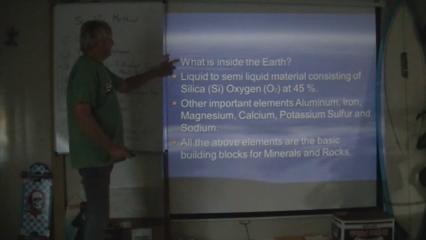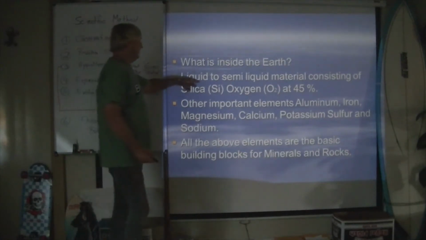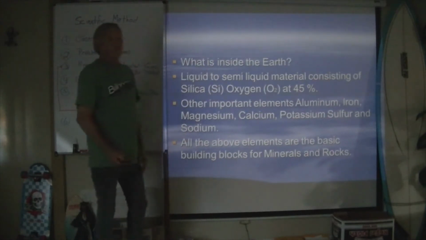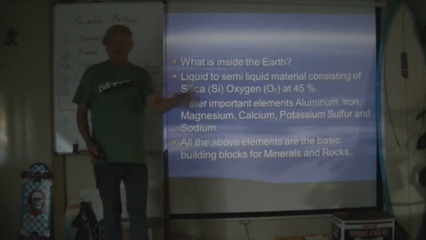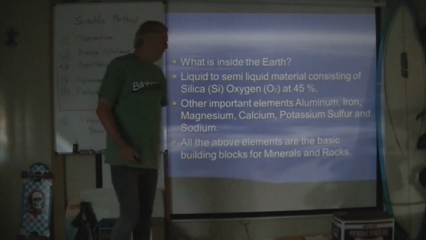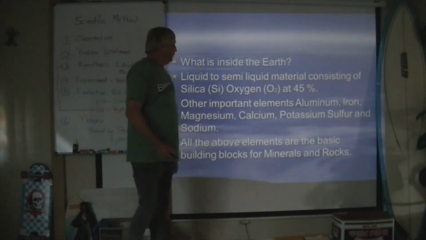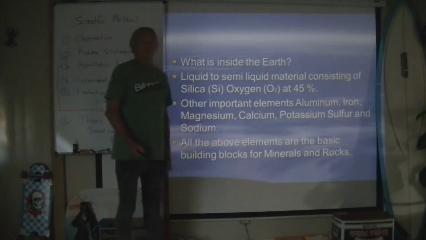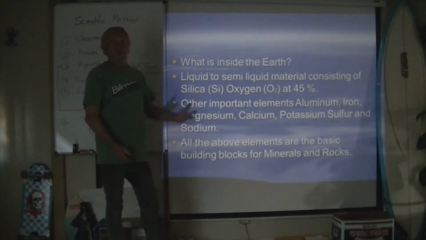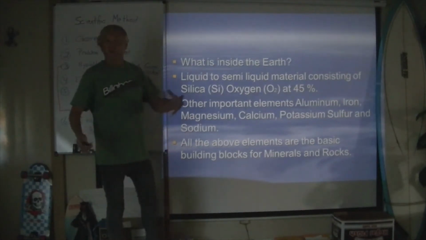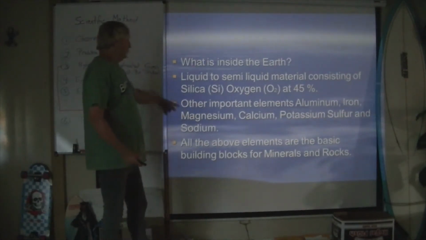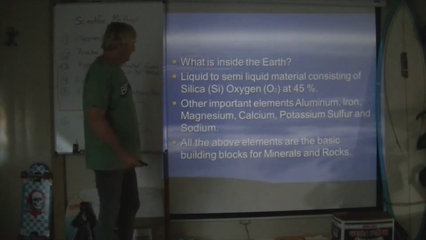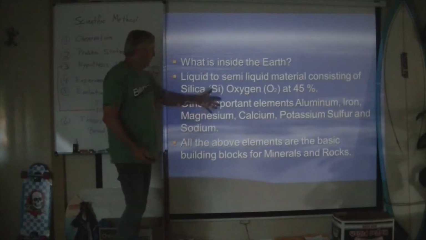So what's inside the Earth? Well, there's a semi-liquid material consisting of silica and oxygen. So 45% of what's inside the Earth, that magma that's floating around, is silica and oxygen. Now when you put silica and oxygen together, you get SiO2, which is quartz, or in generic terms, it's glass. So basically we're kind of a glass ball. Other important elements are aluminum, iron, magnesium, calcium, potassium, sulfur, and sodium. So these are kind of all essential for life.